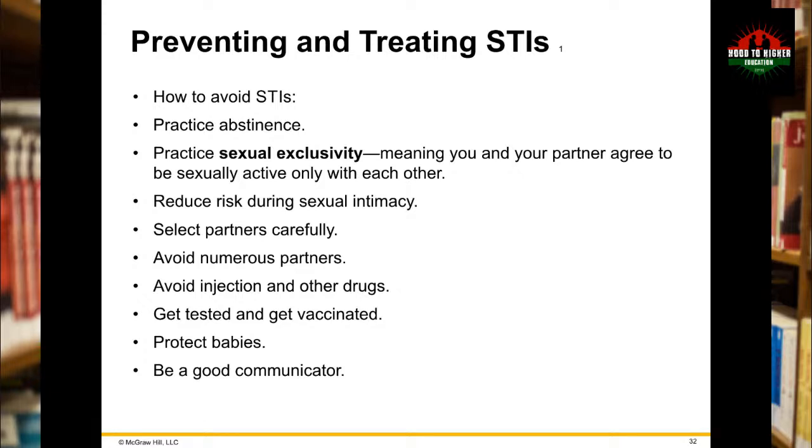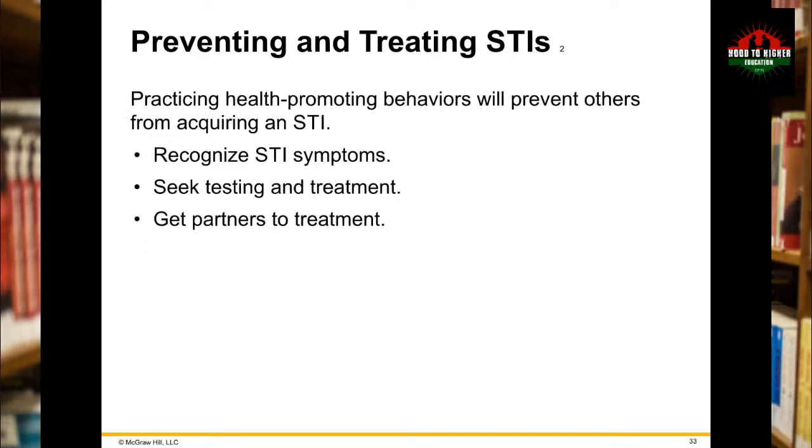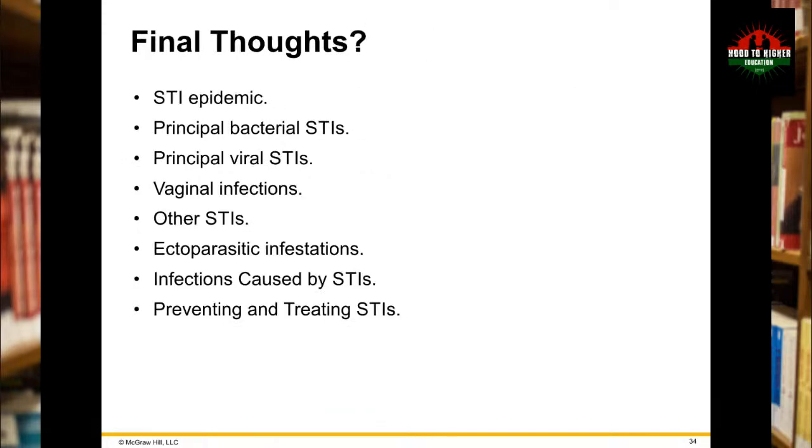Select partners carefully. Reduce risk during sexual intimacy. Avoid numerous partners. Avoid injection and other drugs. Get tested. Get vaccinated. Protect babies and be a good communicator. Preventing and treating STIs continues. Practicing health promoting behaviors will prevent others from acquiring an STI. Recognize STI symptoms. Seek testing and treatment. Get partners to treatment.